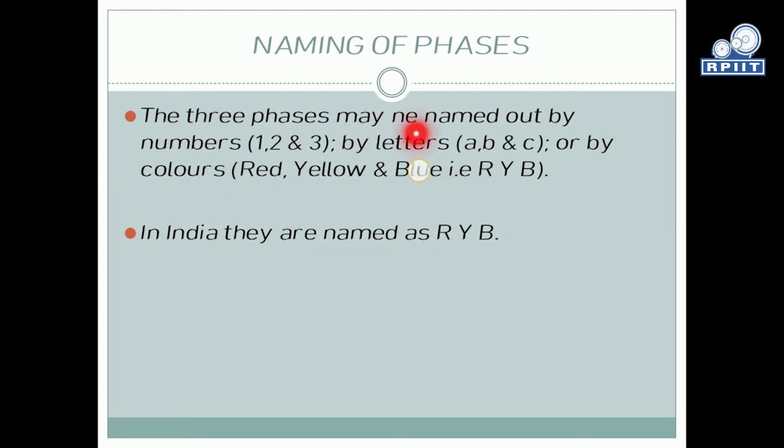So the three phases may be named by numbers, that is phase 1, phase 2 and phase 3, by letters, phase A, phase B and phase C, or by colors, phase R, phase Y and phase B. That is, R stands for red, Y stands for yellow and B stands for blue. So these are the three colors of conductors. In India, they are named as RYB, phase R, phase Y and phase B.